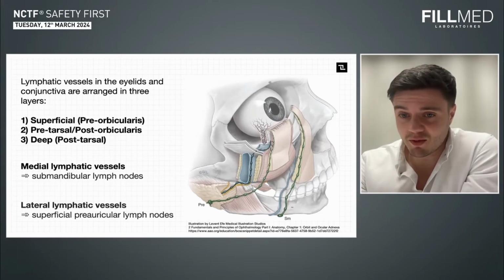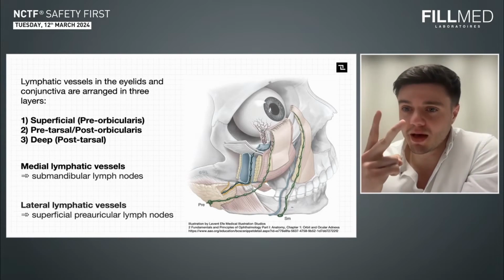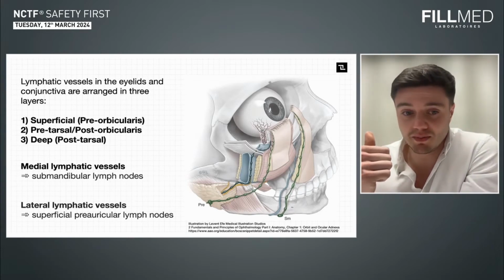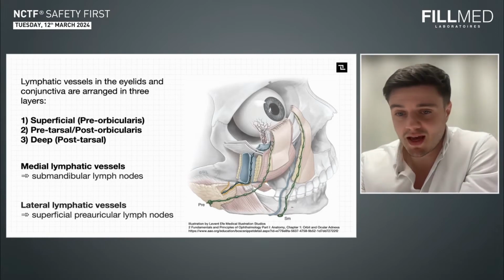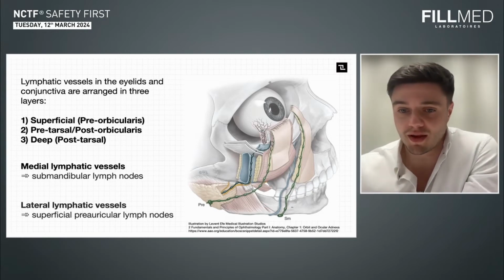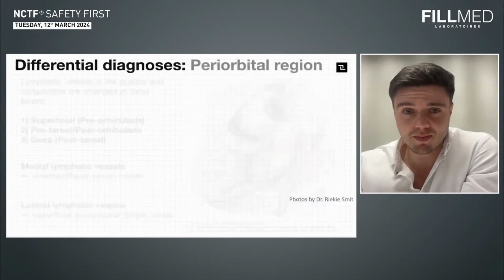Also, a fact you might want to have heard if you're interested in facial anatomy is that the lymphatic drainage of the periorbital region actually has two pathways. The first one is the medial lymphatic pathway going to the submandibular lymph nodes, and the second one is the lateral lymphatic pathway going to superficial preauricular lymph nodes.